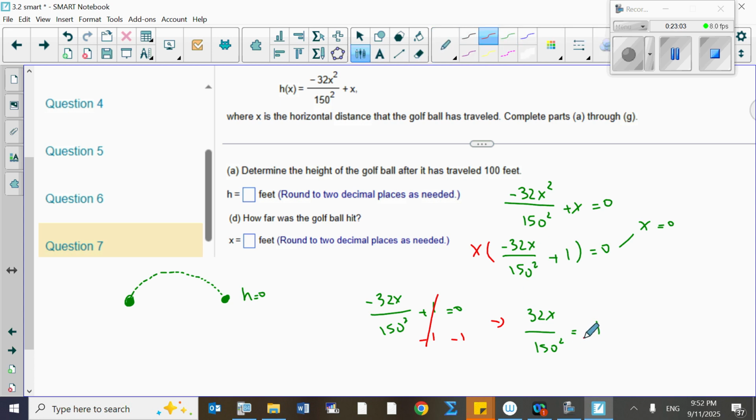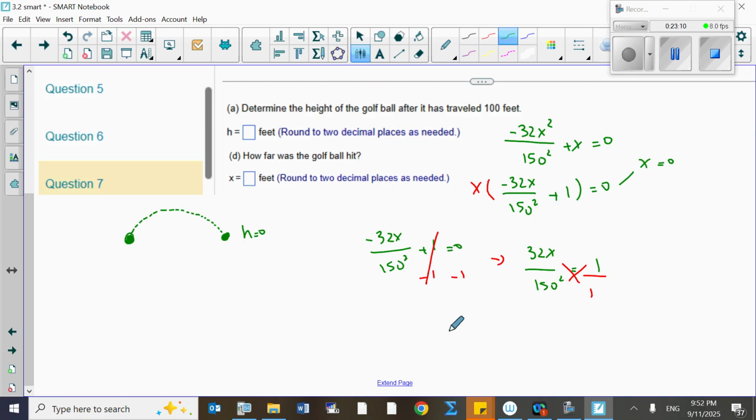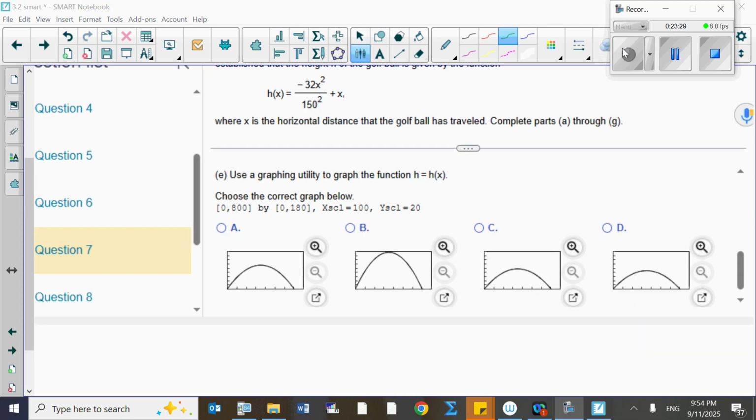Now put a denominator of 1 and then cross multiply. So 32x is equal to 150 squared, this times 1 and this times 1. Now x will be 150 squared over 32, and then you can use your calculator to find the exact value.